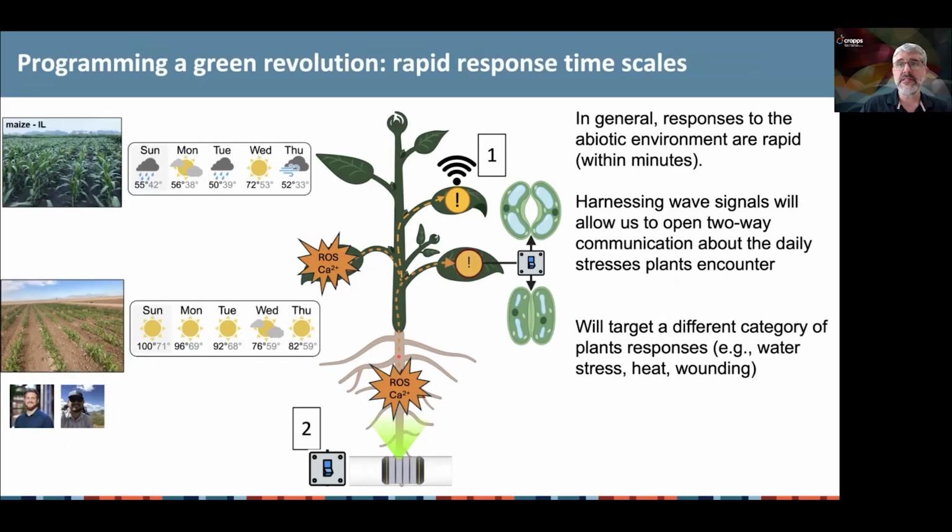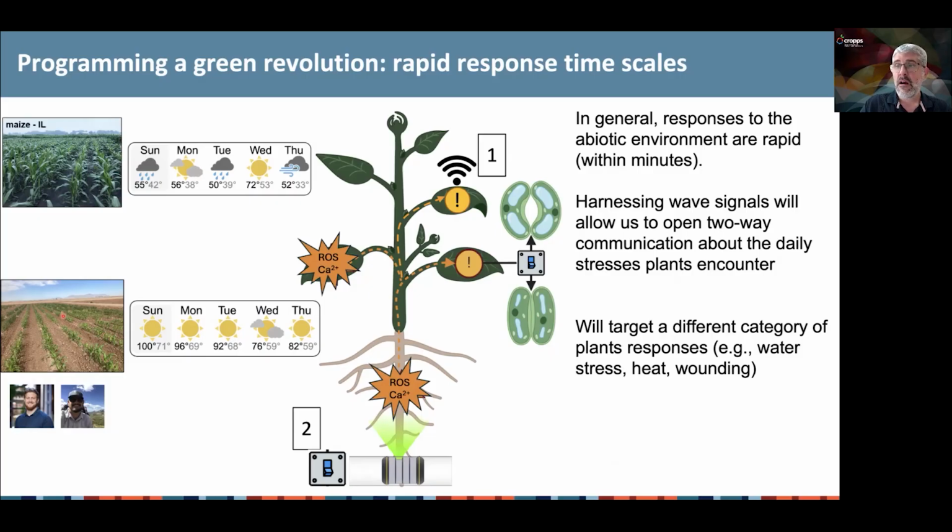Now, in general, responses to the abiotic environment are going to be very rapid, within minutes, because these are going to be changing very quickly. And harnessing wave signals will allow us to open two-way communication about the daily stresses plants encounter. And this is important whether you're a corn maize plant growing in Illinois or in Maricopa County outside of Phoenix. These are two completely different environments, but one thing they have in common is that each day is a little bit different. Different stresses the plants are going to encounter in terms of water availability, humidity, and temperature.